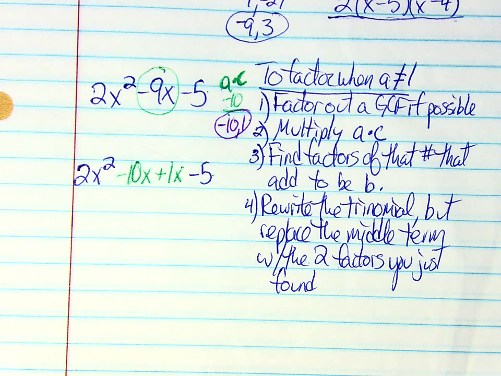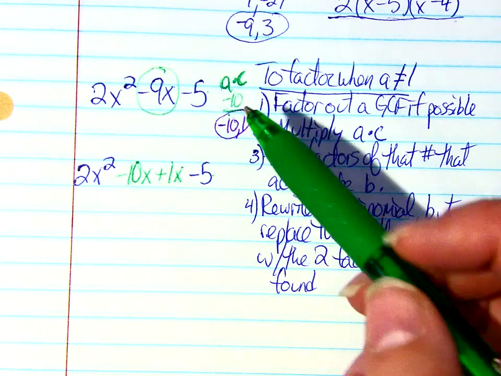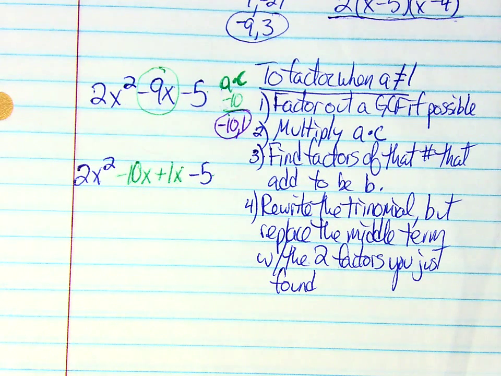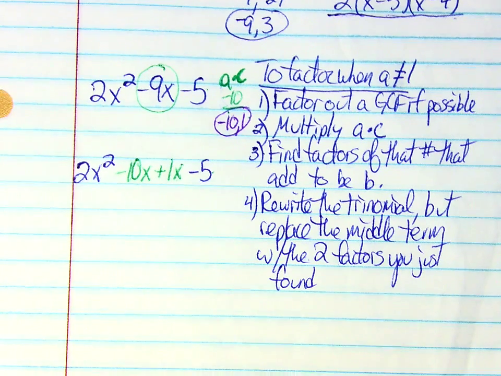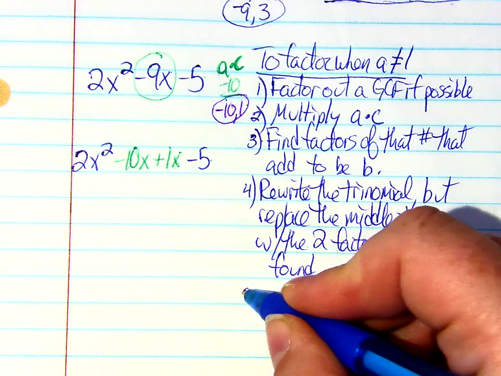All right, so I rewrote it. I replaced that middle term with the 2 that I just found. Does the order matter? No. If you had written plus 1x and then minus 10x, doesn't matter. So we don't care about the order. Once you have this, though, I draw a line down the middle. So I don't know, I think that's easier.